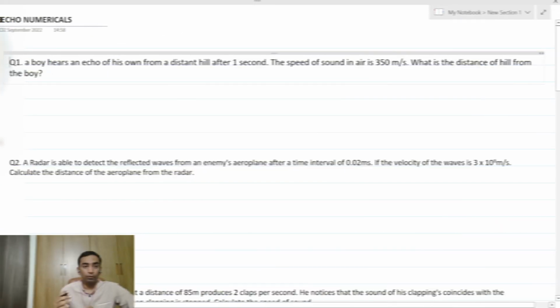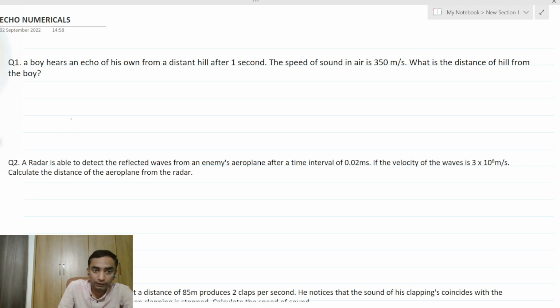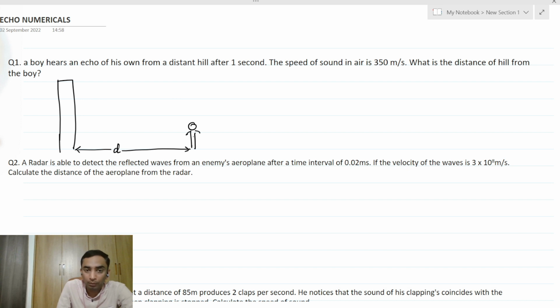Okay, so let us solve a few questions related to echo, and the first question is: a boy hears an echo of his own from a distant hill after 1 second. So let us make a small hill like this, and a person is, say for example, somewhere over here, and the distance from the hill, assume d. Now the moment he shouts, the sound wave goes towards the obstacle and comes back to him after the original sound has ceased, and the time taken is 1 second.